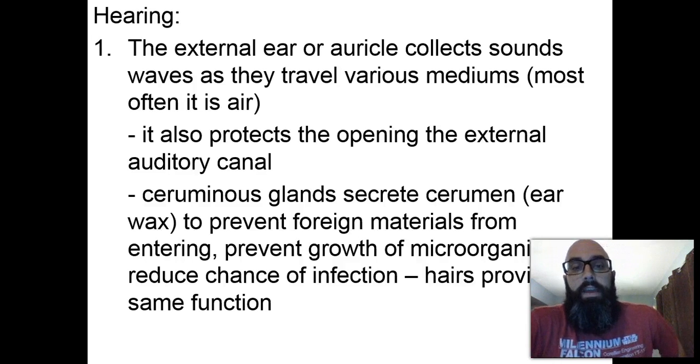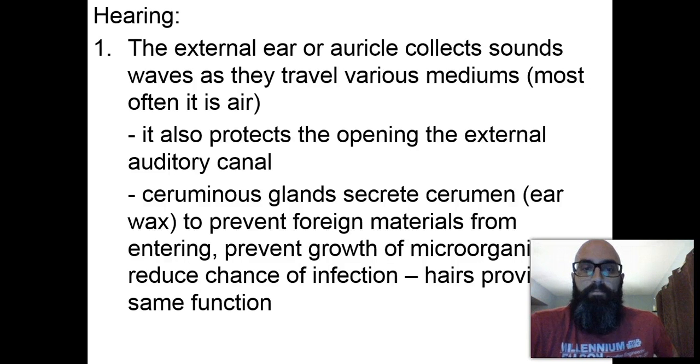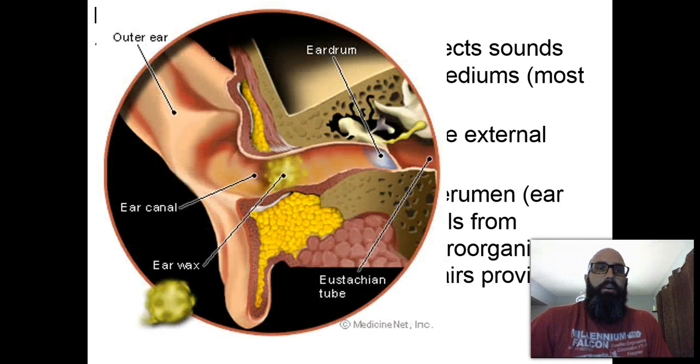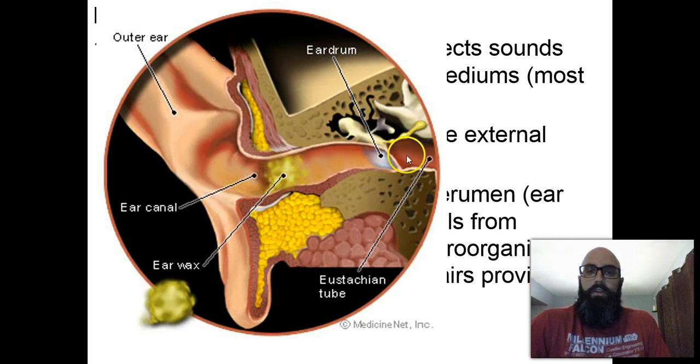But you also have hairs, believe it or not, that increase with age, that provide the same function of preventing things from entering your ear and the growth of microorganisms, even though they are slightly unattractive. So what you have here is your auricle, or your outer ear, your ear canal, and your ceruminous glands which secrete cerumen, or earwax.